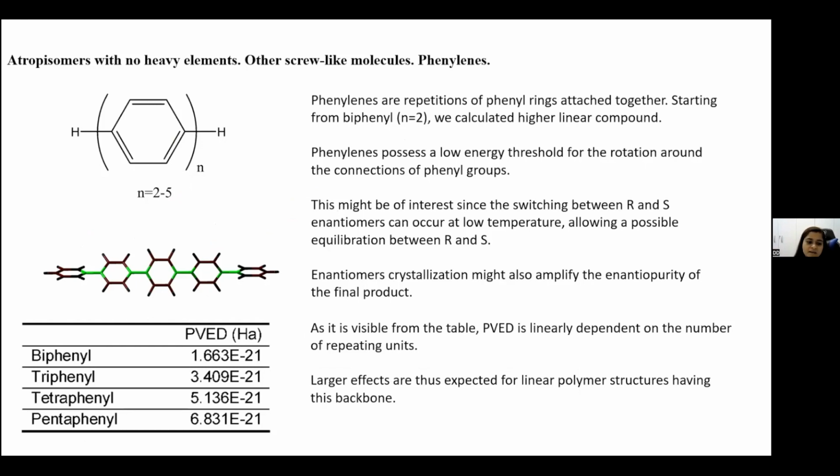When we increase the number of phenylene groups in the calculation, the values increase. The phenylenes possess a lower energy threshold for rotation around the connections of the phenyl groups. This might be interesting: the switching between R and S enantiomers can occur at low temperature, allowing a possible equilibration between R and S. Enantiomer crystallization might also amplify the enantiopurity of the final product.